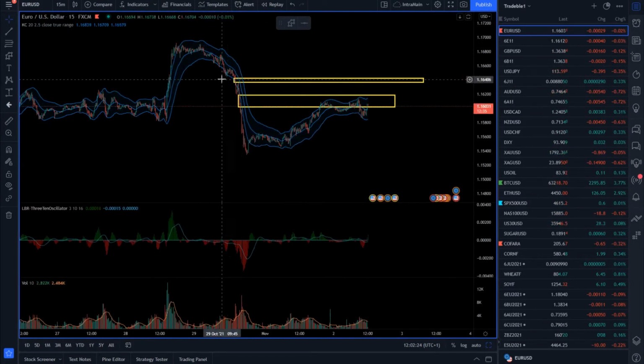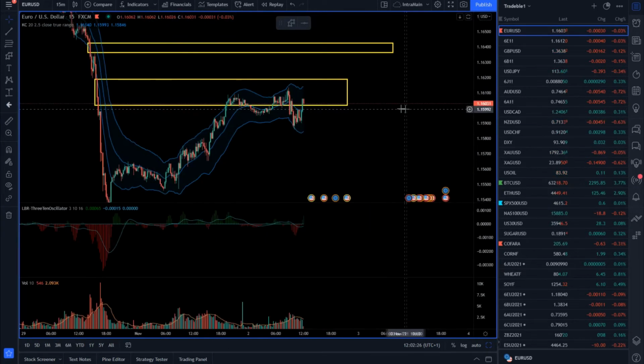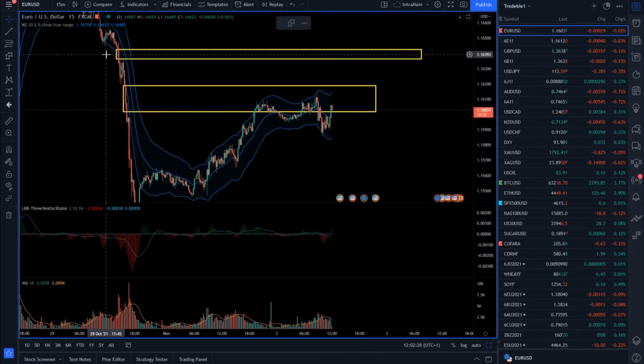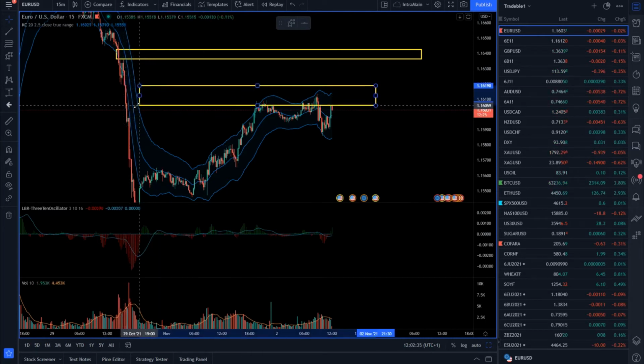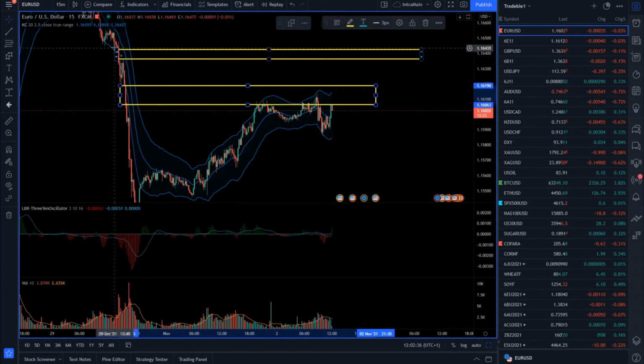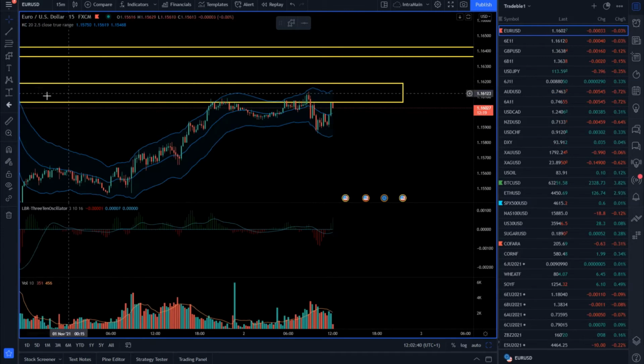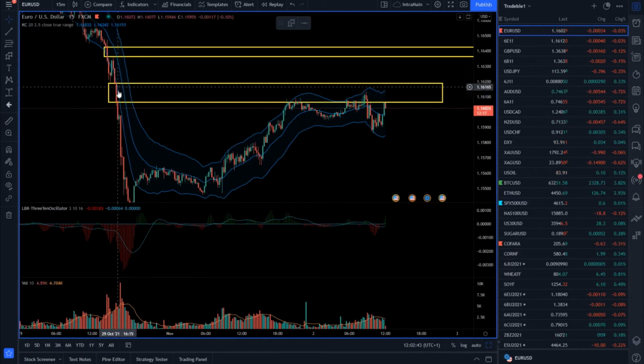Friday's drop left two important zones. One zone is here where we got single prints. You will find that we got a single print here and a single print here. Single prints mean that we didn't have trading back and forth during this zone. The market just sold off there, and the volume was pretty high during this sell-off.